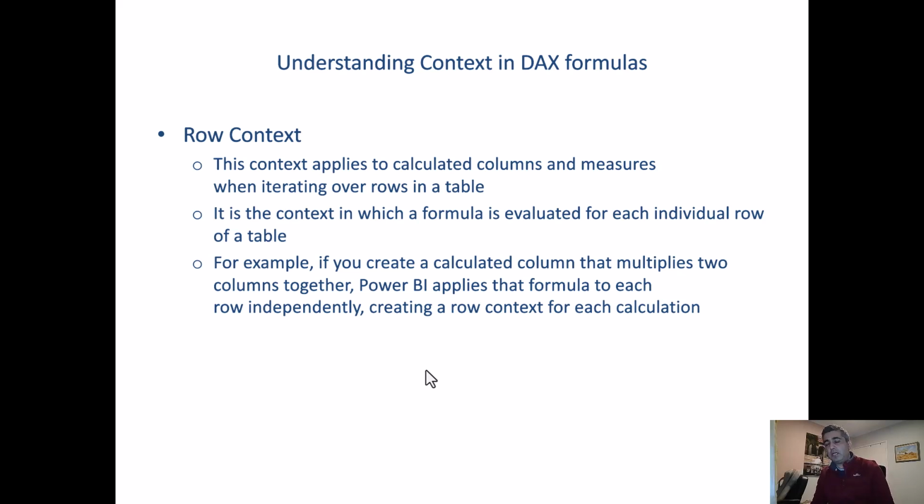So let's say, for the sake of example, you've got a net profit, which is the sales amount minus the total cost of the product. Now this will be calculated for each row separately, and in that case it becomes a row context. That value is getting calculated row by row. So that's a row context.